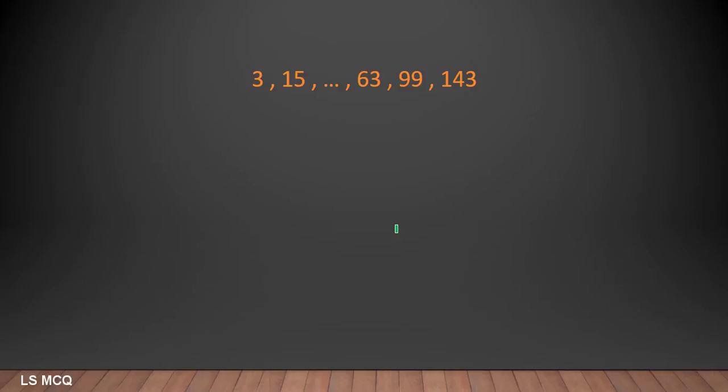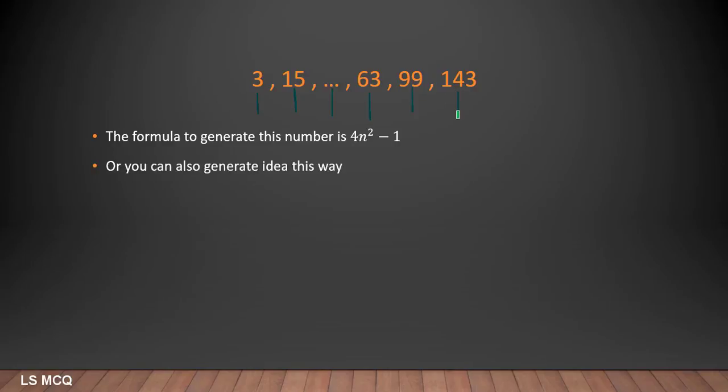It's 3, 15, some number, 69, 99, 143. And there is a specific formula to generate these numbers, and it is 4n square minus 1, where n is the place of that term. For 3, n is 1, for 15, n is 2, for this unknown number n is 3, n is 4 for this one, n is 5 for this one, n is 6 for this one.